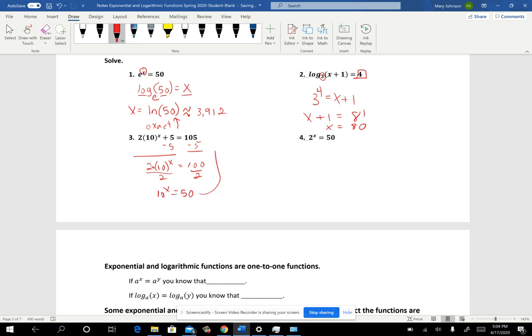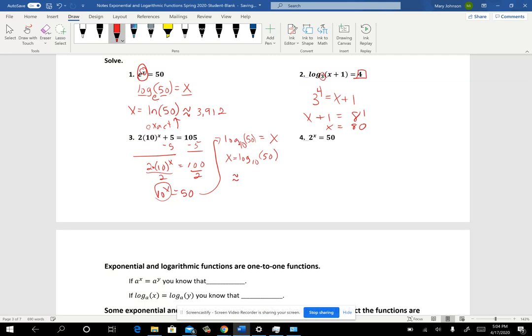And now we're kind of where we can use the log at this point. We can switch to a log form. You have to wait until you get your exponential thing by itself. It just already was by itself there. So now we'll go to log. The base is 10. The exponent should be on the other side. And so log base 10 of 50 should equal your x. So that log base 10 of 50 is your exact answer.